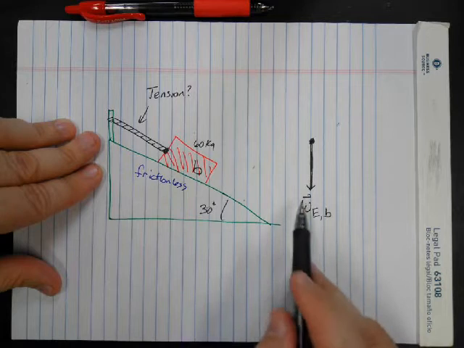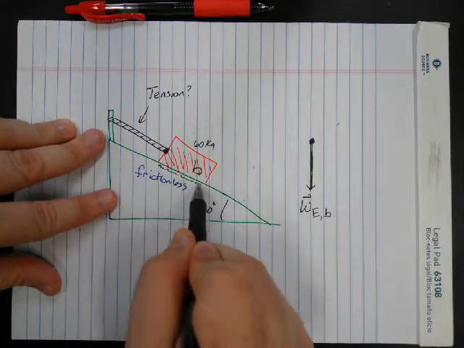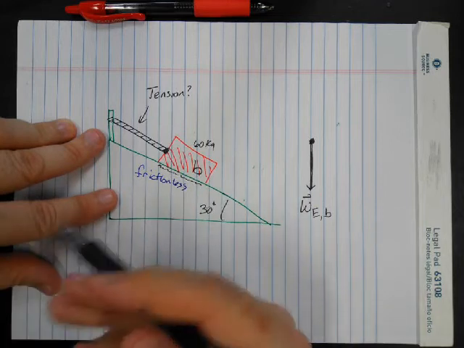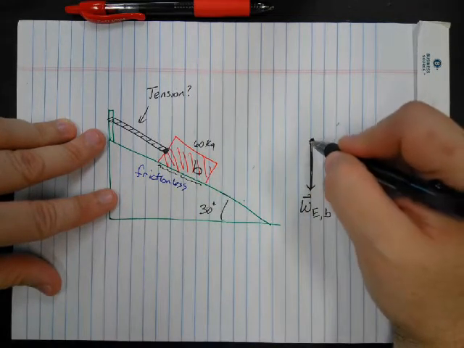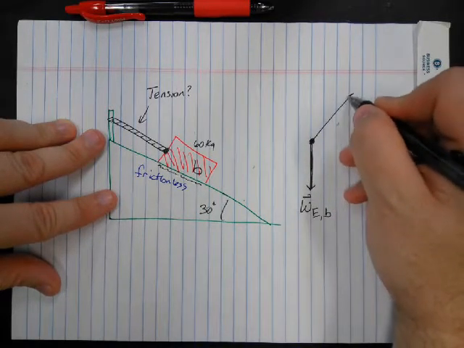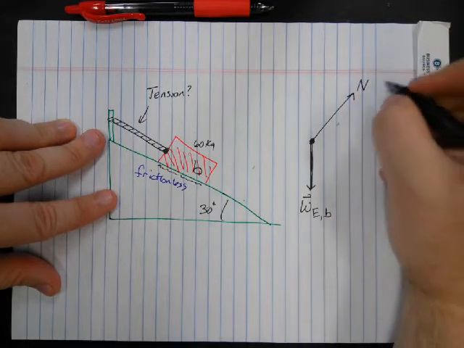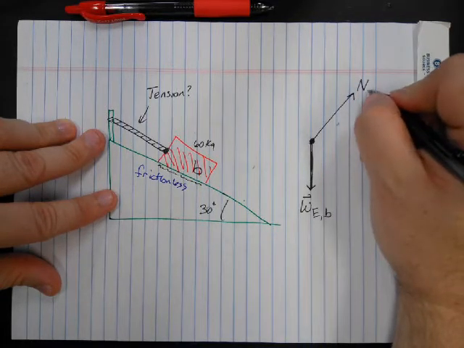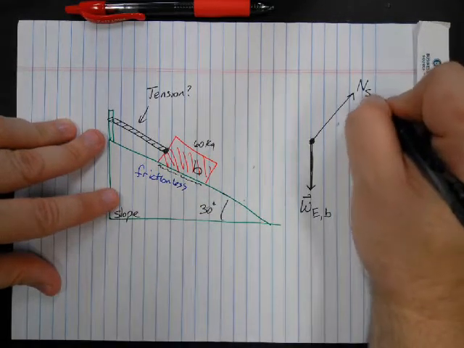Then we have a normal force. There's a surface in contact right there. So we have a normal force acting on this block. And it's not straight up and down. It's at an angle. So we can put in the normal force by the, we'll call this the slope, by the slope on the block.